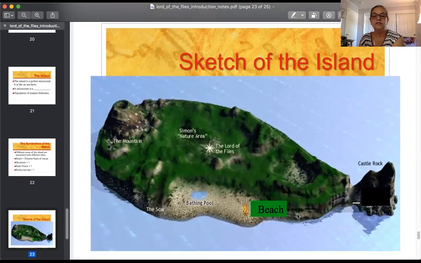But Golding uses a lot of visualization and imagery in the book so that you get a very clear picture of what everything sort of looks like.